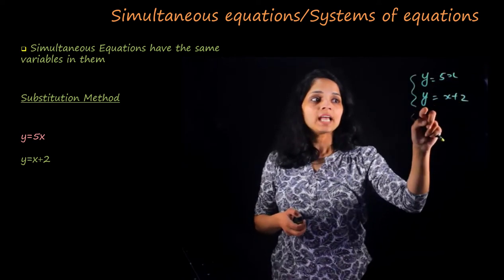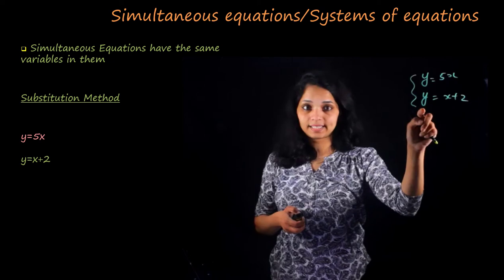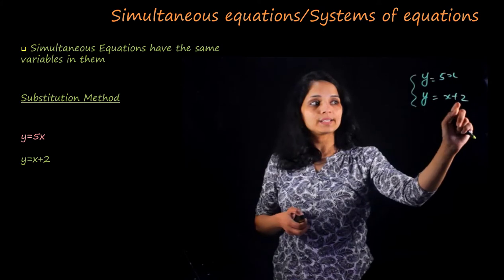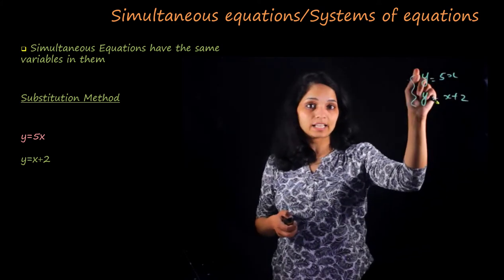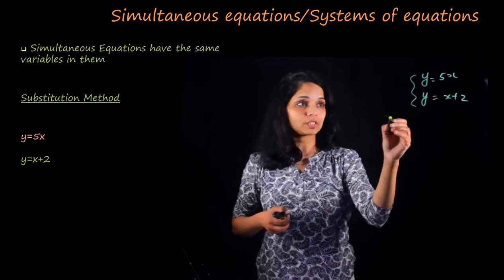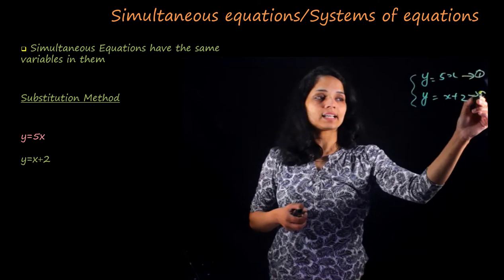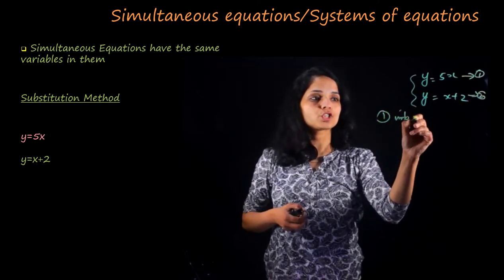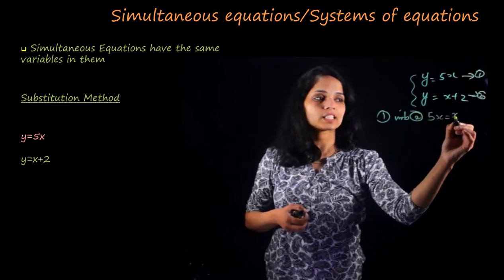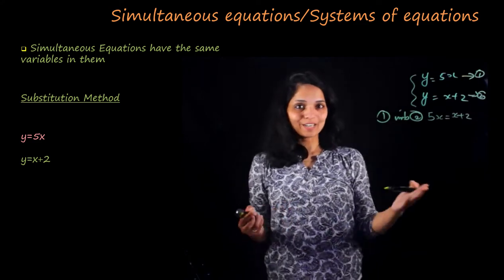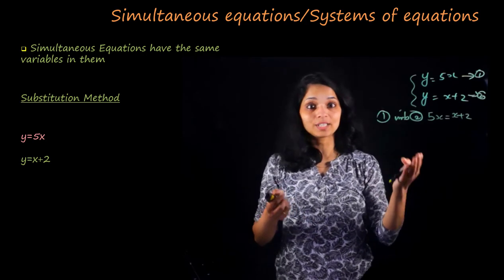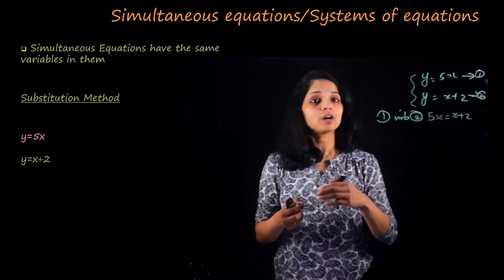This one gives you y equals 5x. You can substitute 5x instead of y into the second equation, or if you want to substitute the second equation into the first one, y equals x plus 2, instead of this y you can put x plus 2. I'm going to substitute y equals 5x into the second equation. So equation 1 into equation 2. That's what we're going to do. y equals 5x, so y becomes 5x, and that equals x plus 2. Now this equation is simple, 5x equals x plus 2, one variable, one equation. You can solve that using the methods that you learned in the previous video on solving linear equations.